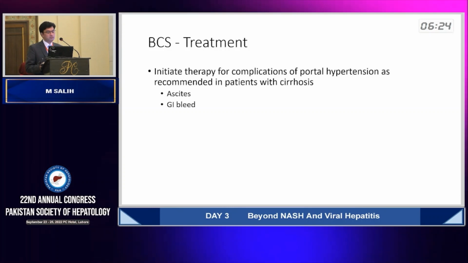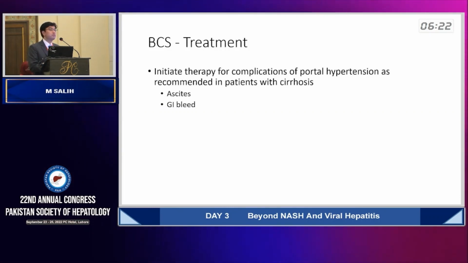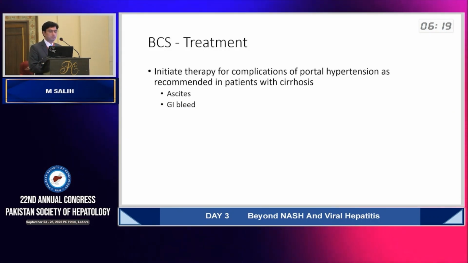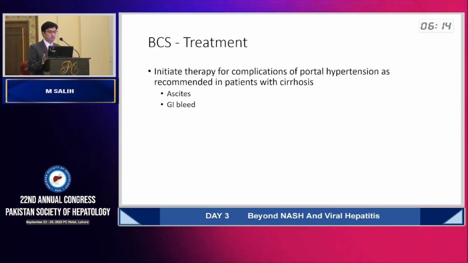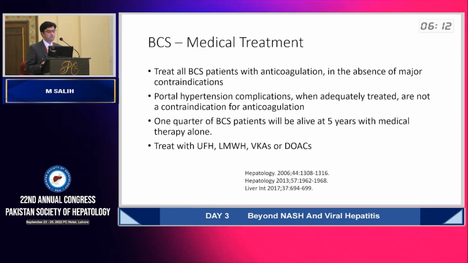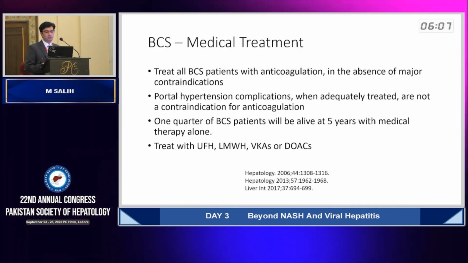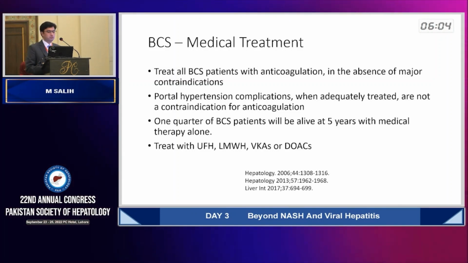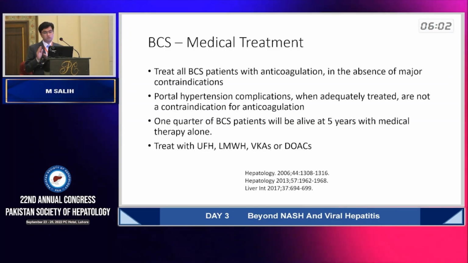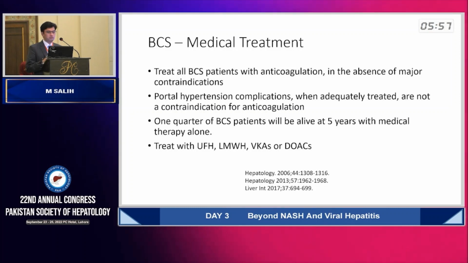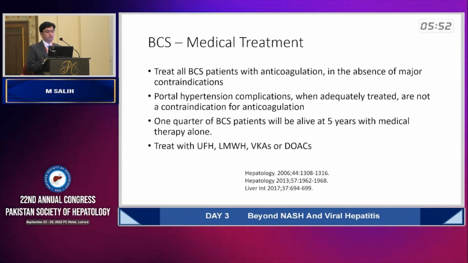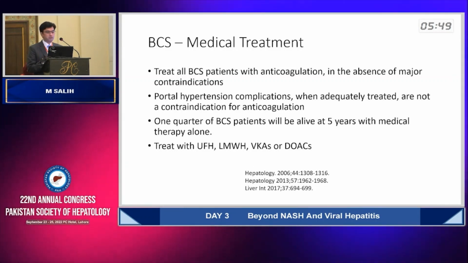For the treatment of Budd-Chiari, initiate therapy for complications of portal hypertension as recommended in cirrhosis, for instance for ascites and GI bleed, and treat all Budd-Chiari syndrome patients with anticoagulation in the absence of major contraindications. Portal hypertension complications should be treated as you treat them in any other situation, and if there is no contraindication to anticoagulation, you need to anticoagulate them as well.